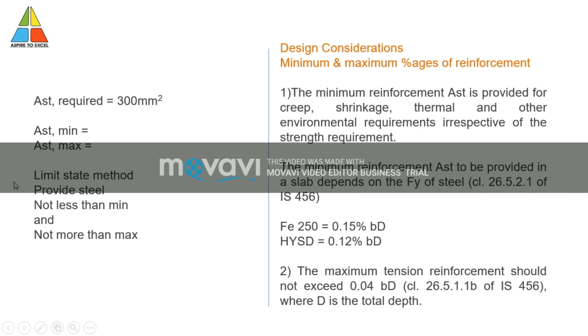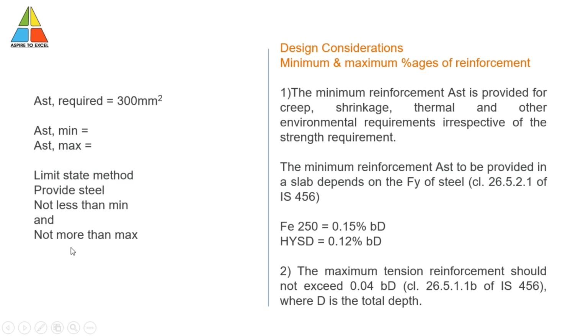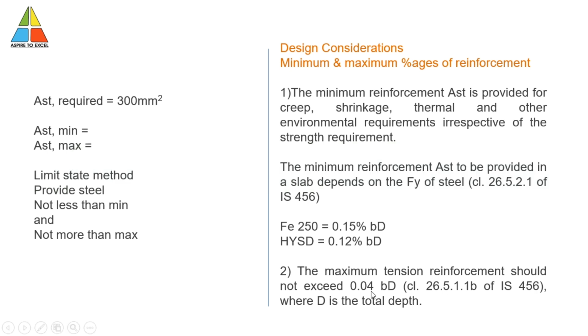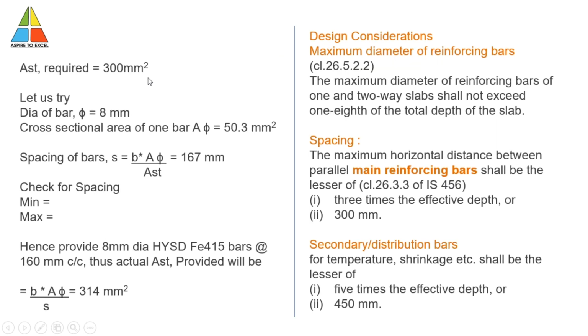In limit state method we will provide the steel that is not less than the minimum and not more than the maximum. Criteria for maximum reinforcement: if the percentage of steel in a cross section is more than the maximum, it will cause congestion in the reinforcement and the concreting would not take place properly, right? Because of that we are restricting the value as 0.04 BD. So Ast required is 300 millimeter square.